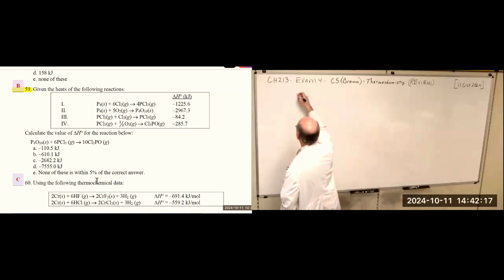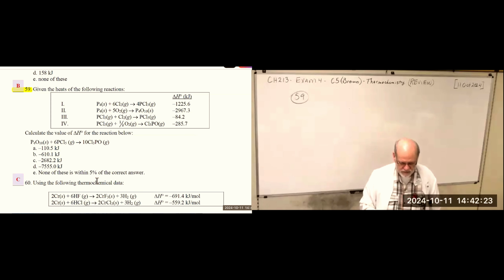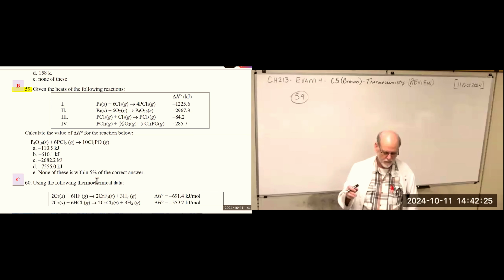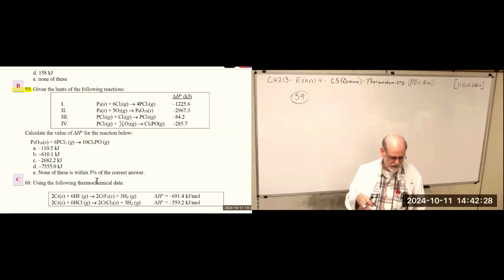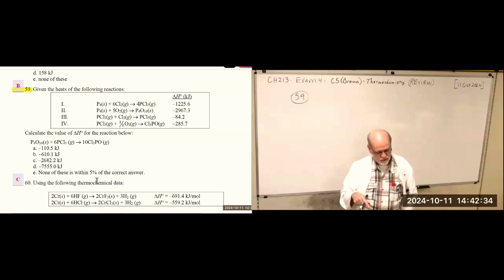59. Given the following reactions with their enthalpies, 1, 2, 3, and 4, calculate the delta H for the reaction below. So the reaction below is our target equation. That's what I call it.